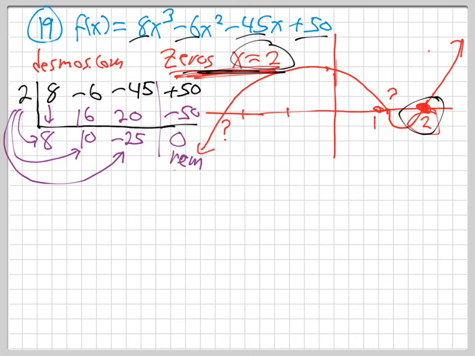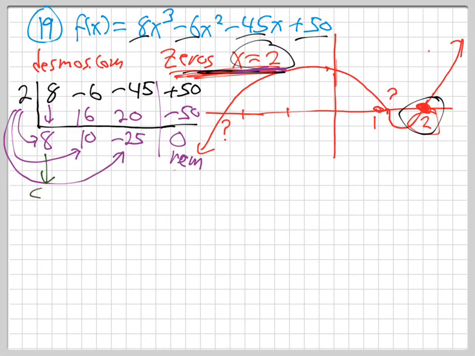Makes sense, the remainder should be 0 because 2 is a 0, which means it divides in with remainder 0. That's why we call it a 0. Now you know why we use that other name. It's called an x-intercept, a root, or a 0, because you divide it in, it's got a remainder of 0. Okay, so what's left then?